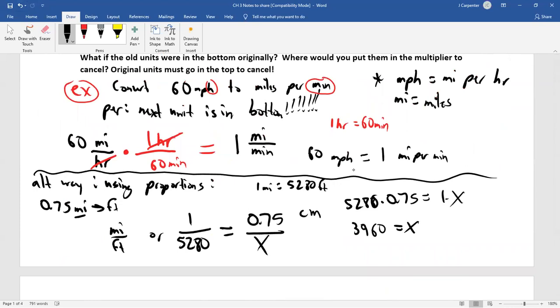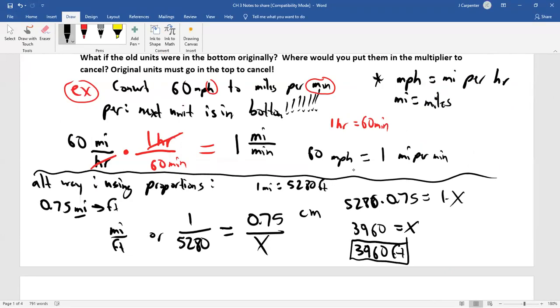But remember, just because you have the x equals doesn't mean you're done. You're supposed to write your answer with units. This is not an acceptable answer. The answer is 3960 feet.